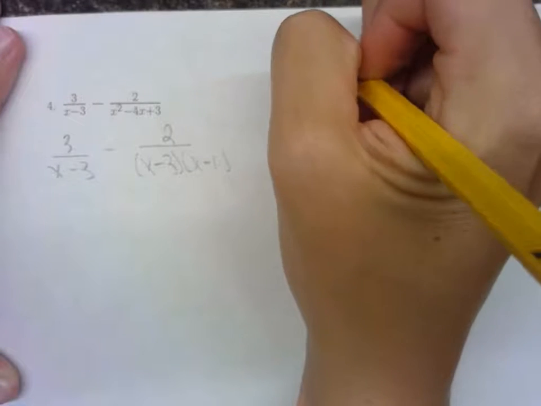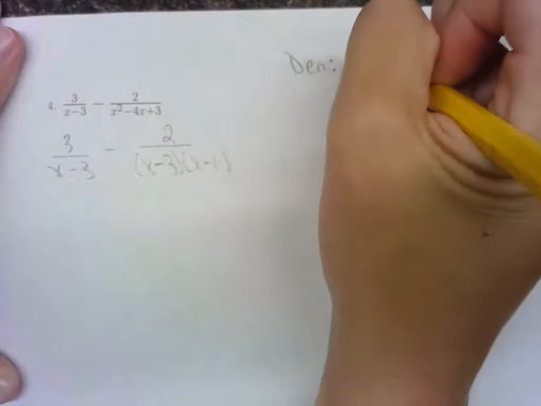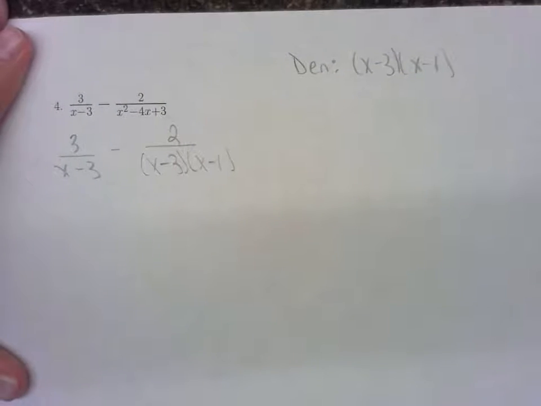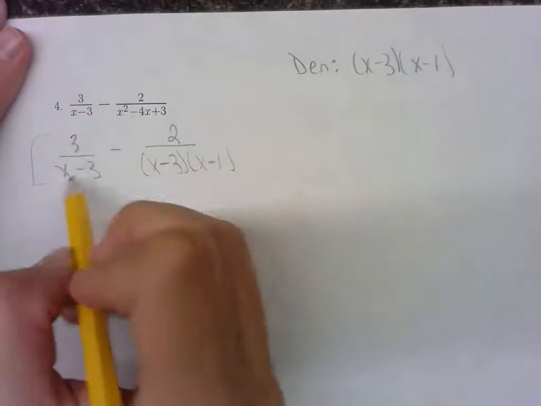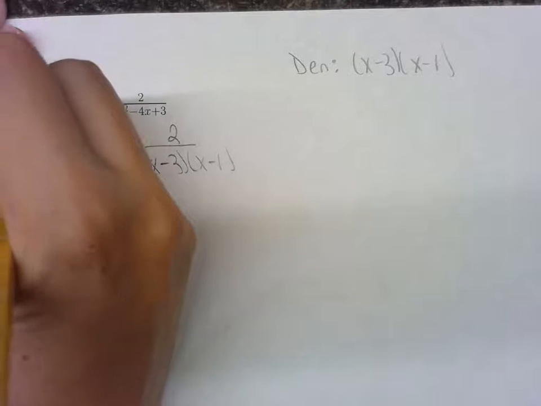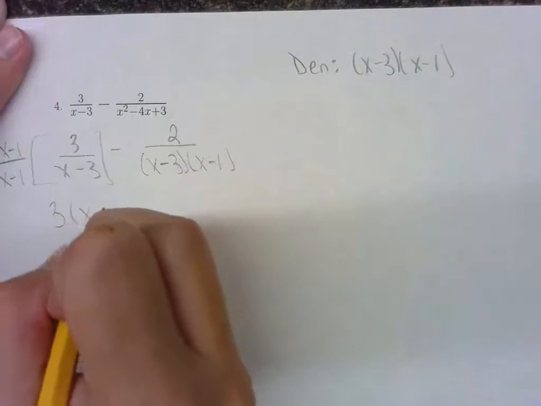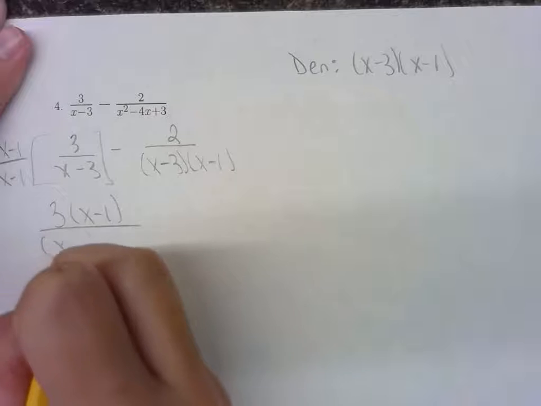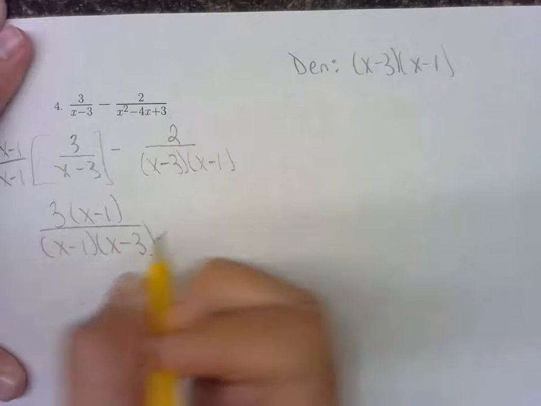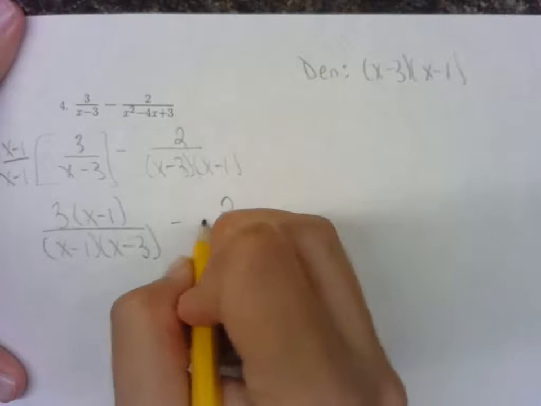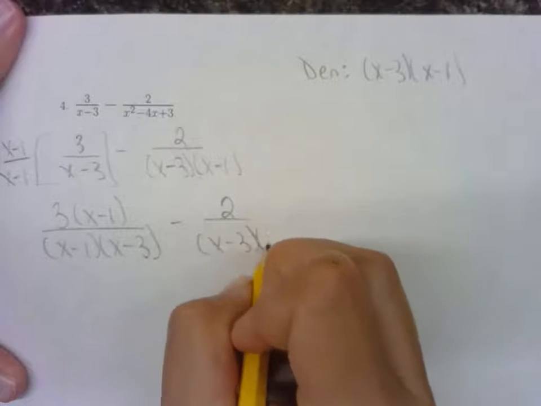Okay, so our new denominator needs to be x minus 3 from the first fraction, and then we also need an x minus 1 from the second fraction. Okay, so on the first fraction, we need to multiply by x minus 1, since that's what we're missing. So we'll have 3 times x minus 1 over x minus 1 times x minus 3. We're not missing anything in the denominator from the second fraction. Okay, so we're just going to copy that. There's no reason to change that.